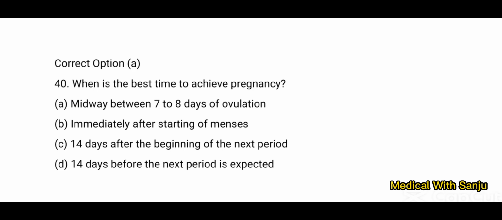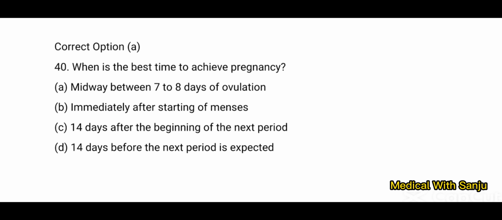Ovulation occurs at what time? 14 days before the next period is expected. Option D is right answer.